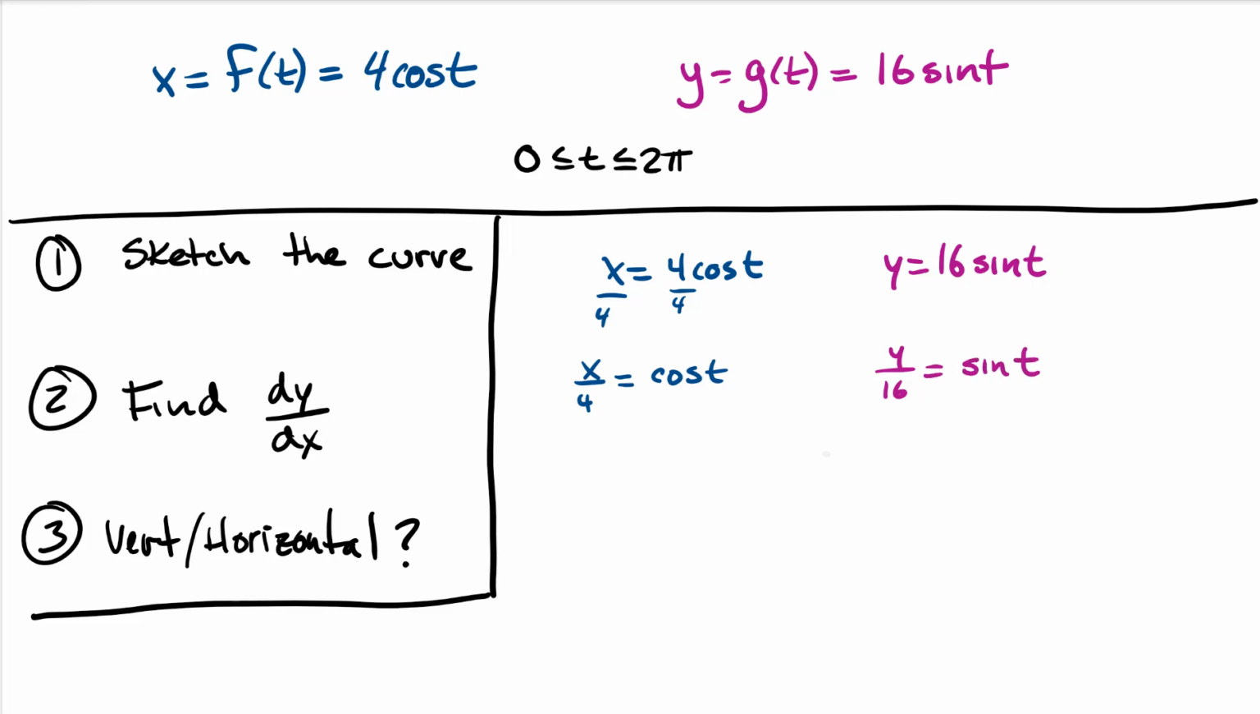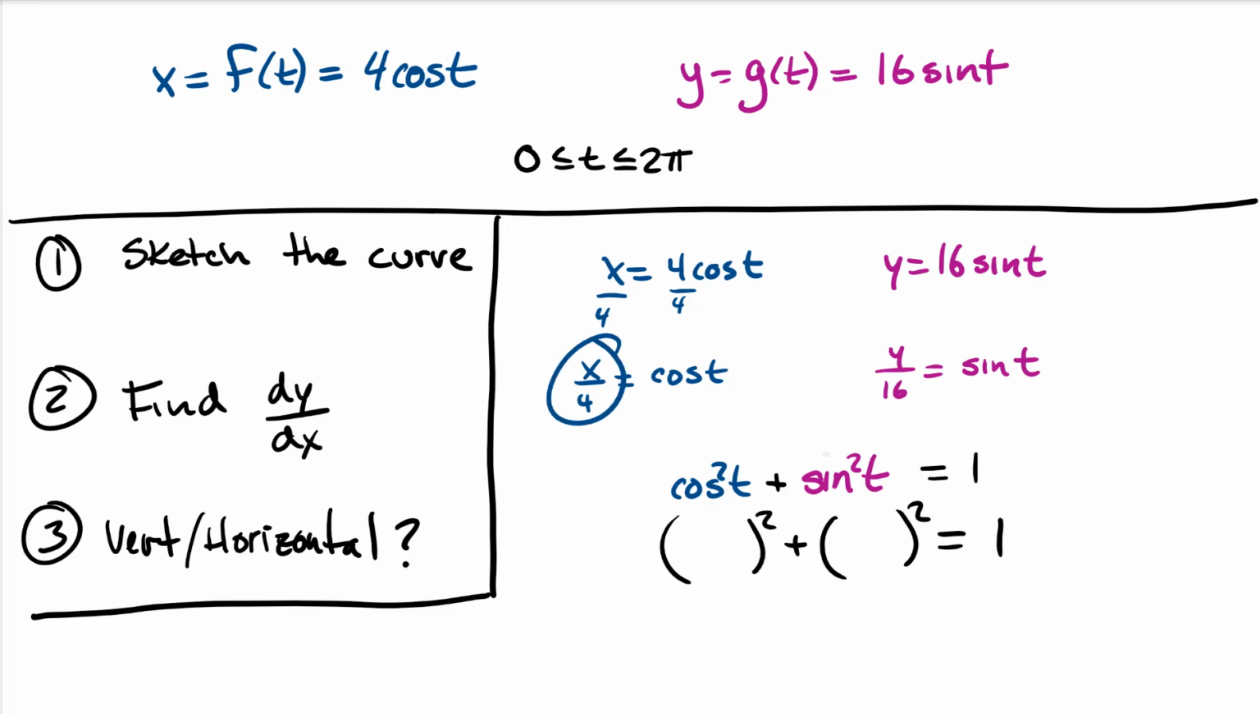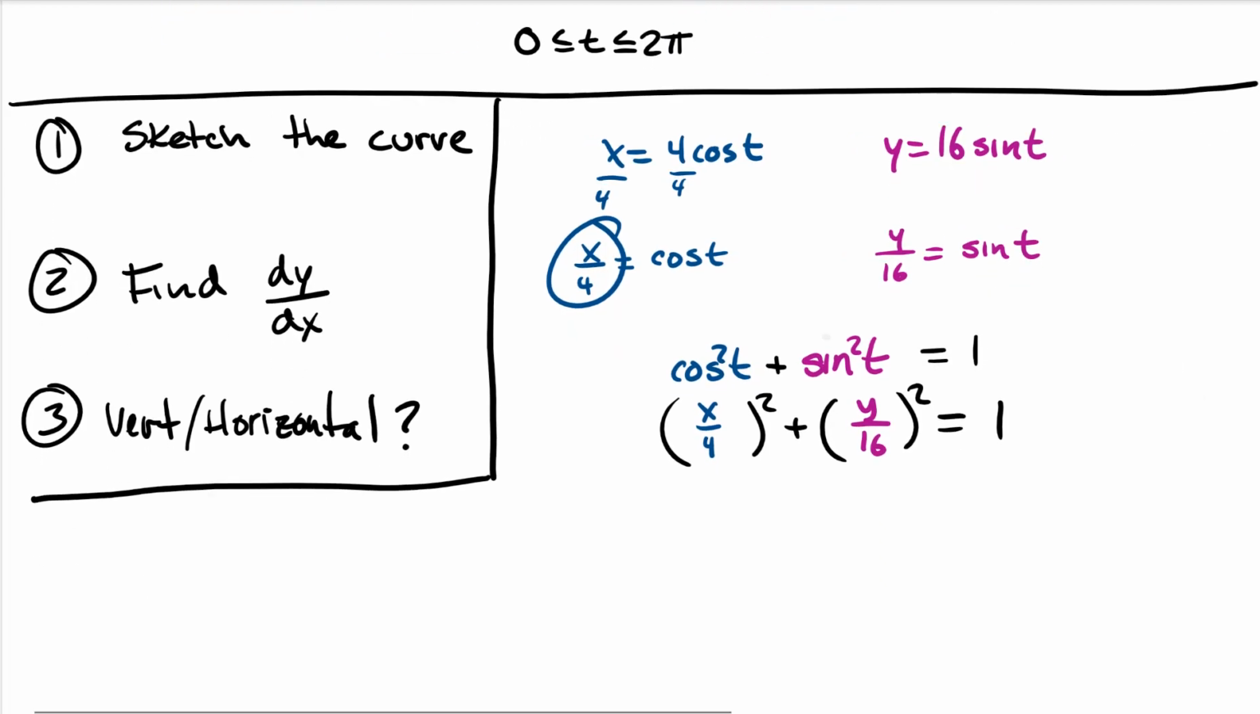And then we can play that game. Cosine squared plus sine squared is equal to 1. So let's take our squares and replace where sine is and where cosine is. So x over 4 and y over 16, squared. Wow, those are some giant numbers, but it's all good. Do you recognize it? X squared over 16 plus y squared over, what the heck is 16 squared? 256. Got it.